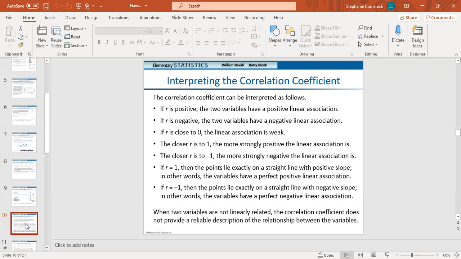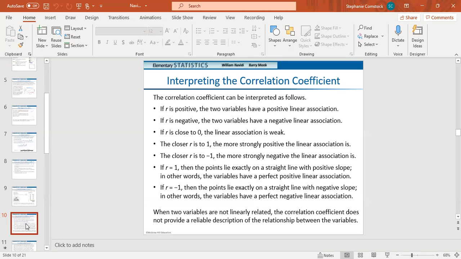And when you get up into those upper ones, 0.7s, 0.8s, especially the 0.9s type stuff, then you're starting to get a stronger association. And those dots are really starting to lay down in a nice, pretty line. Now, the closer you are to 1, the more a strong positive. And again, the negative is going to just put it into a negative association.